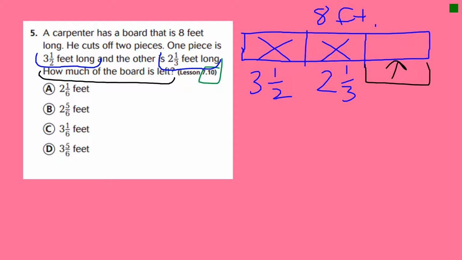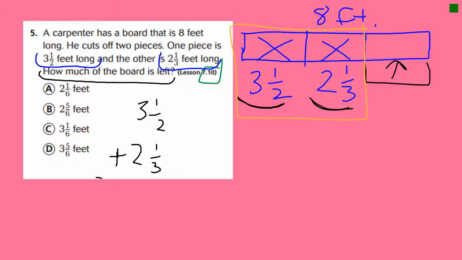Well, there are a couple of ways you could do this. You could subtract each of these, first this one from 8, from the total, and then this one from that. But you know what I'm going to do? Now see what you think of this, guys. I'm going to add up everything that he cut off first, and then subtract that from 8 feet. What do you think about that idea? Let's see. 3.5 plus 2 1/3, because that's what he cut off.